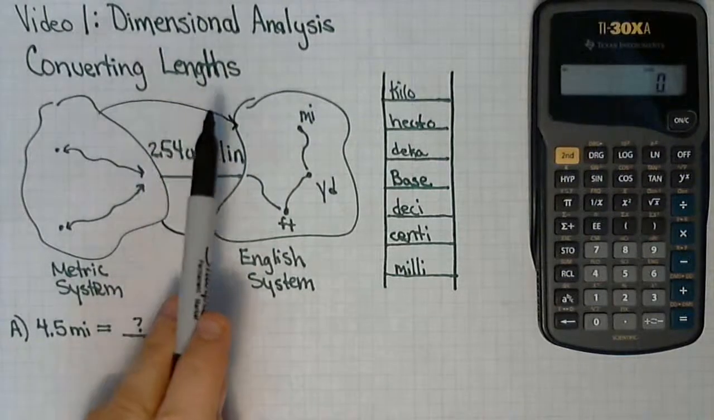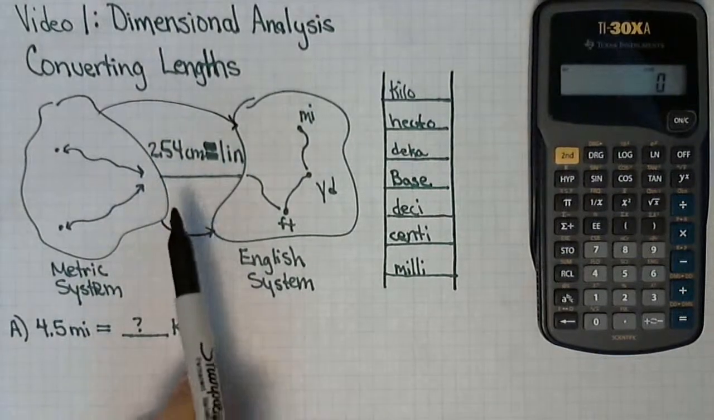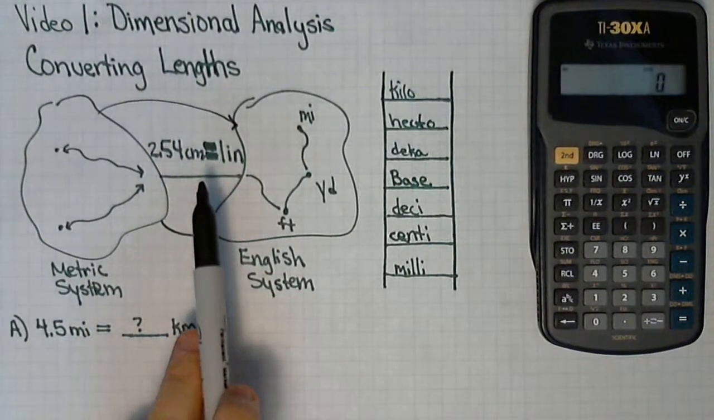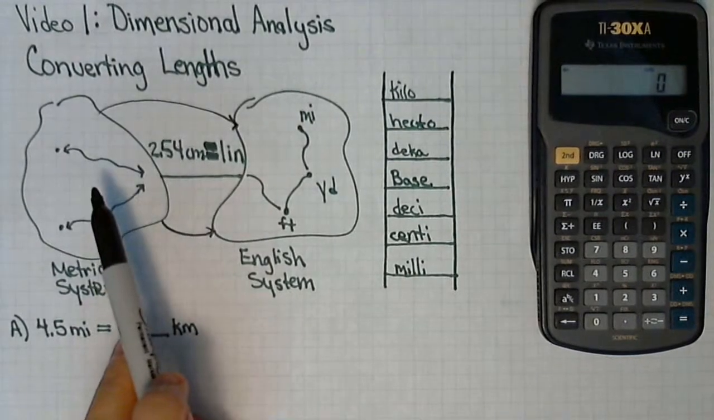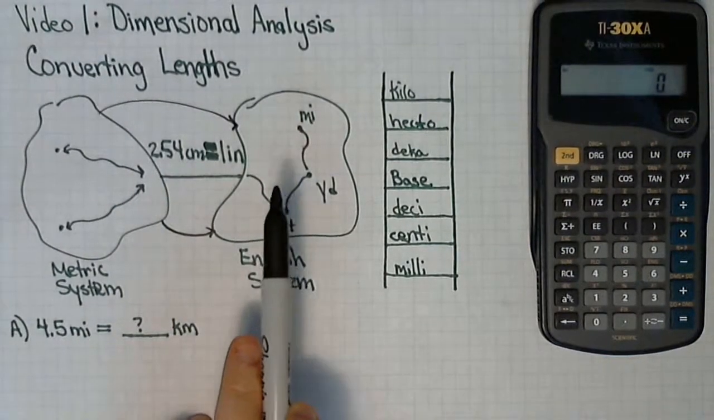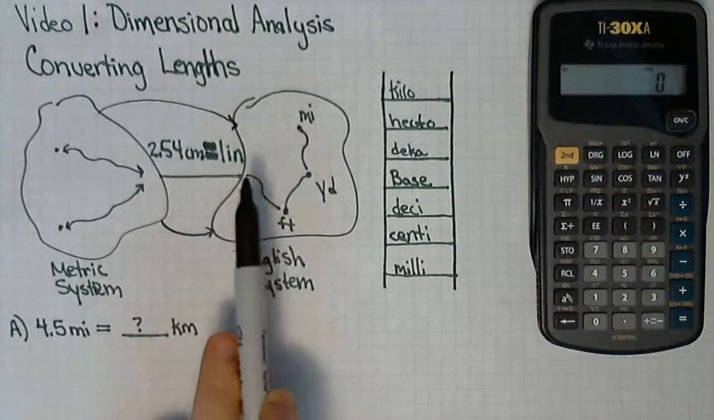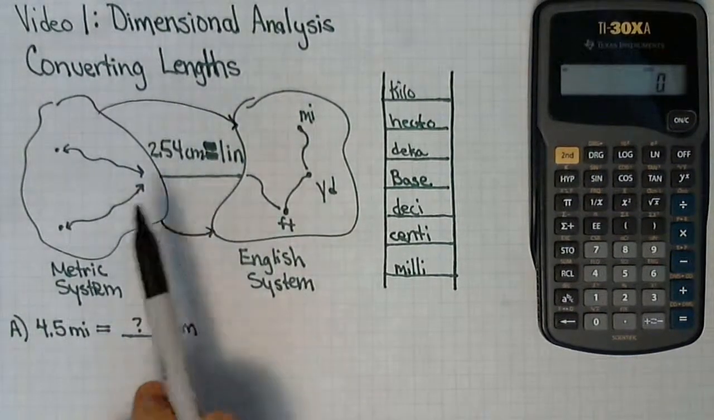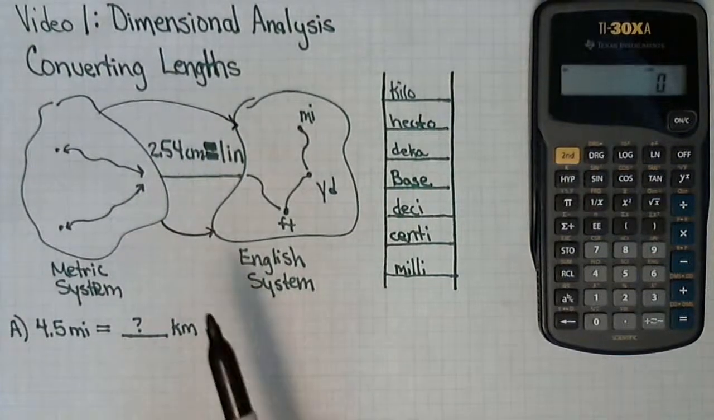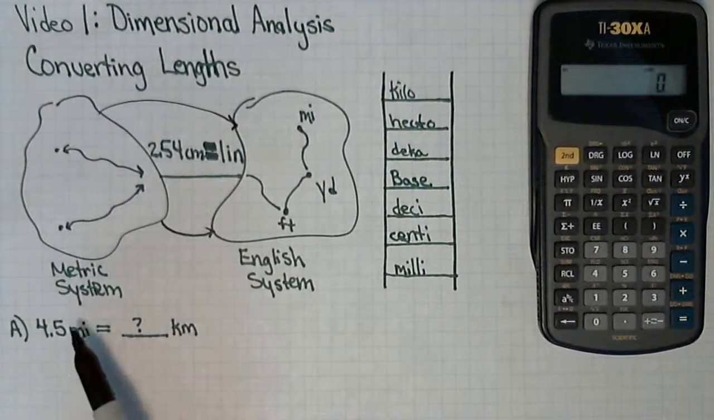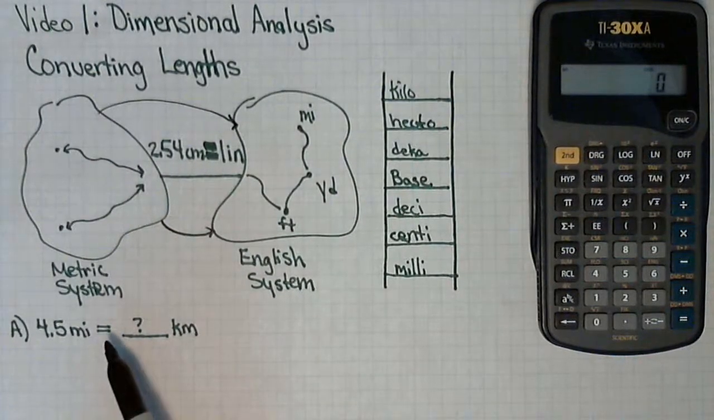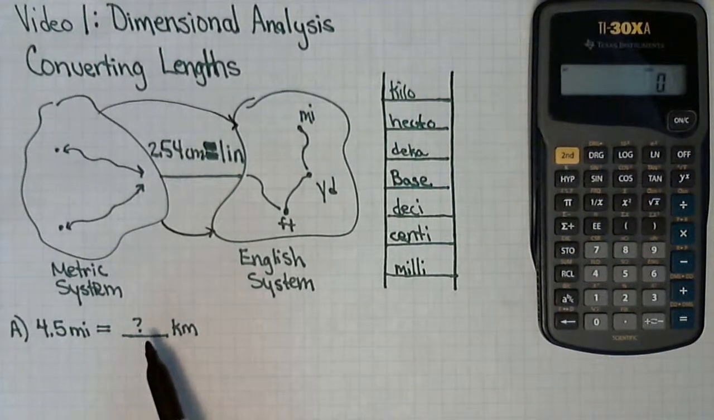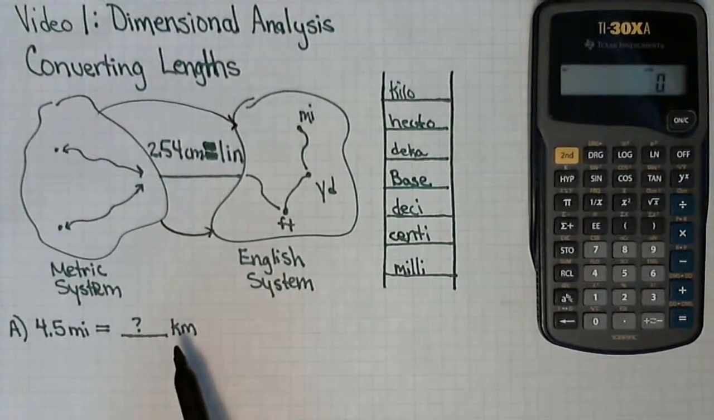Now you'll notice I drew an upper bridge and a lower bridge because this is not the only conversion factor that you could use to go from metric island over to English island. It's just the one that I've chosen to memorize. Okay, so when I do this converting from one system to another system, one example I could use: 4.5 miles is equal to the same length as how many kilometers?